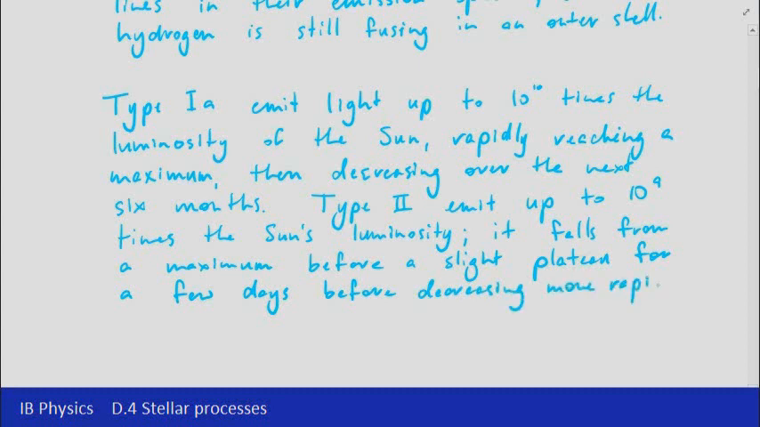So there's some of the comparisons then between type 1a and type 2. Like I said, they're the only two that we need to deal with, but you do need to make sure that you can distinguish between them and that you can explain the differences in terms of how they're formed. So type 2 being the use of larger and larger fuel sources until iron is formed, and then the implosion that results in the large explosion. And then type 1a being the white dwarf that gets a bit too big, reaches the Chandrasekhar limit, collapses in on itself, and undergoes a supernova.